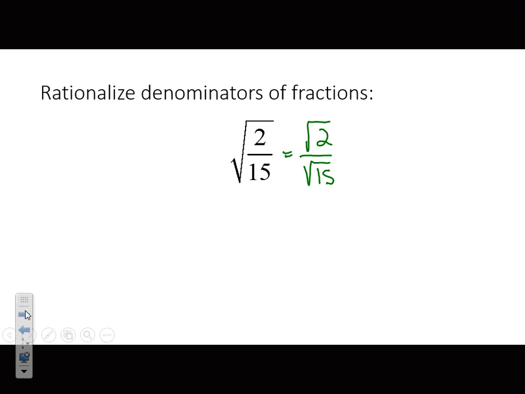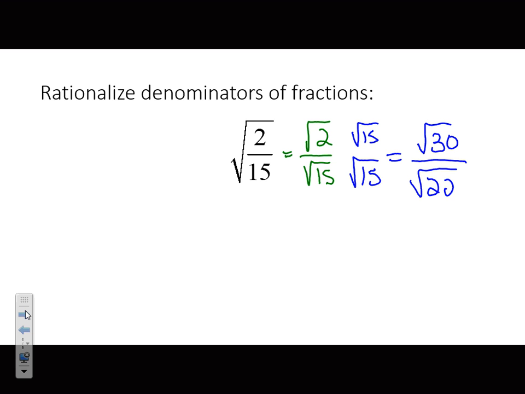So to get rid of the square root on the bottom, because that's what we don't like, we need to multiply it on the bottom and on the top. And we're going to get, on the top, square root of 30. On the bottom, we're going to get square root of 225. Now we still have that square root on the bottom, so we have to take care of that.